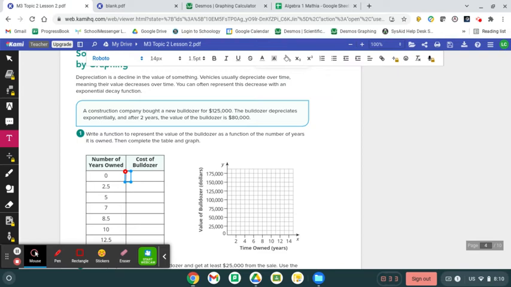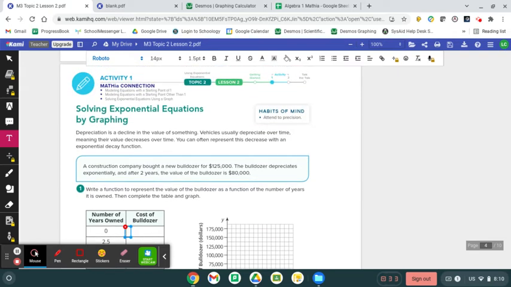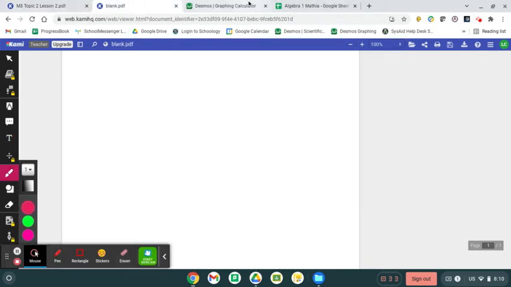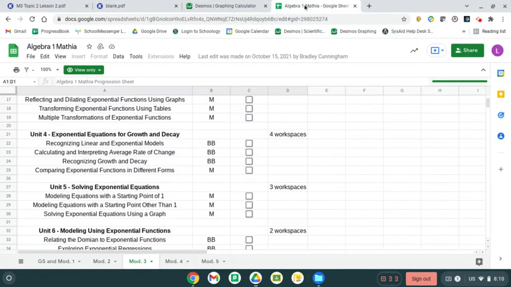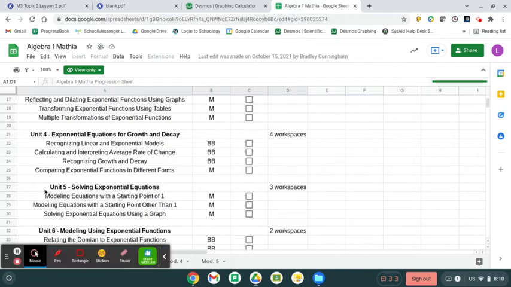I am going to walk you through this activity and then show you something else on a blank page with the graphing calculator, and then you guys will start unit 5. I'm not really sure what you did yesterday, but you should have worked on Mathia, and some people still aren't done with unit 4, so you'll need to finish that first.